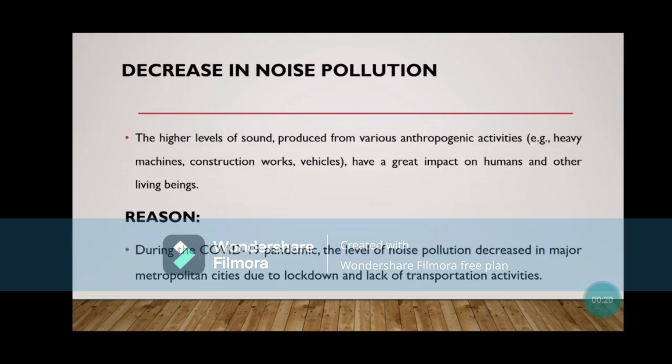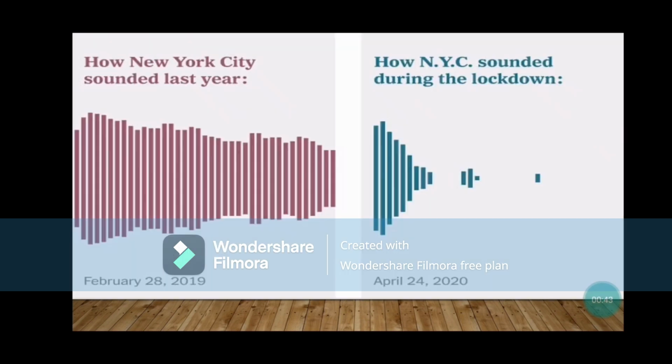Let's talk about decrease in noise pollution. The higher levels of noise produced from various activities, for example heavy machines, construction works, vehicles, all these activities were stopped, as we have talked about these activities many times. It had a great impact on humans and other living beings. The reason was during the COVID-19 pandemic, the level of noise pollution decreased in major metropolitan cities due to lockdown and lack of transportation activities. Let's have a look at this picture and we will get to know the importance of pandemic and its effect on decrease in noise pollution.